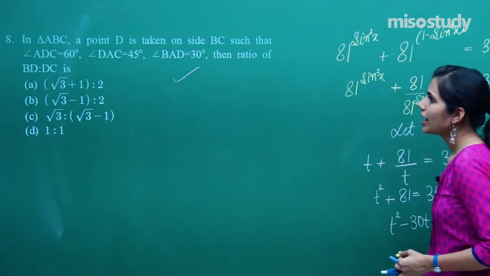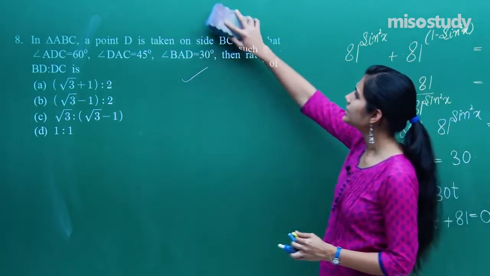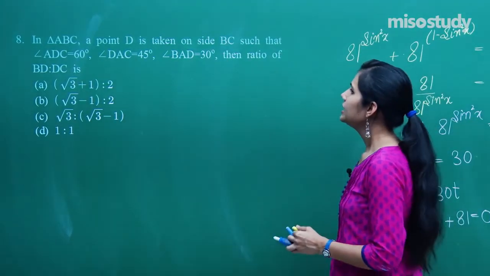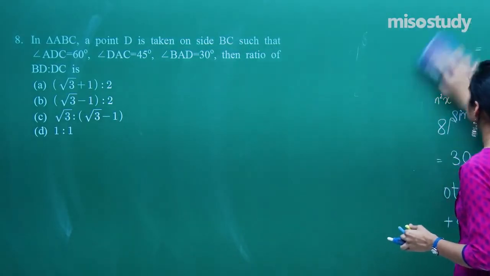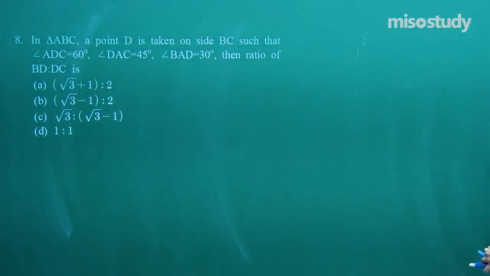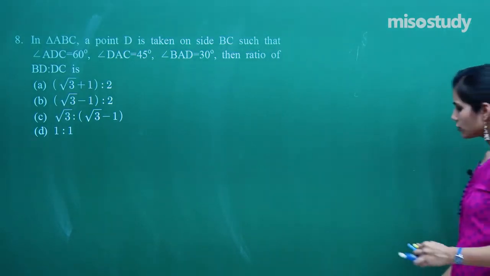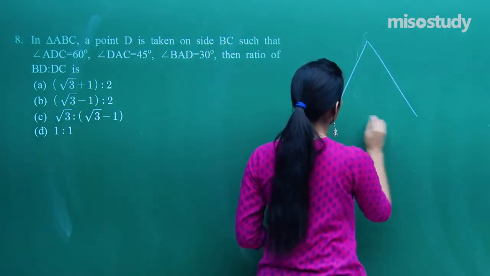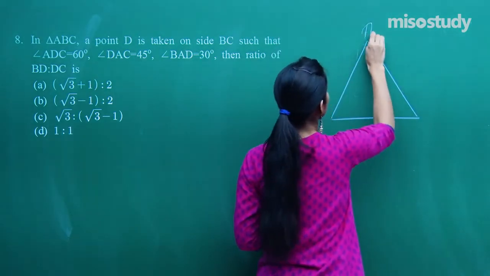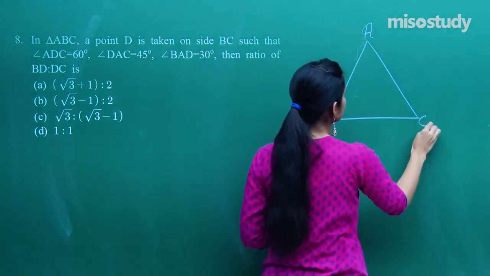I am given in a triangle ABC, a point D is taken on side BC such that this, then the ratio of BD is to DC is being asked. Now, what is it related to? Let's try and find out. Okay, so let's make a generalized triangle ABC. This is A, this is B, and this is C.